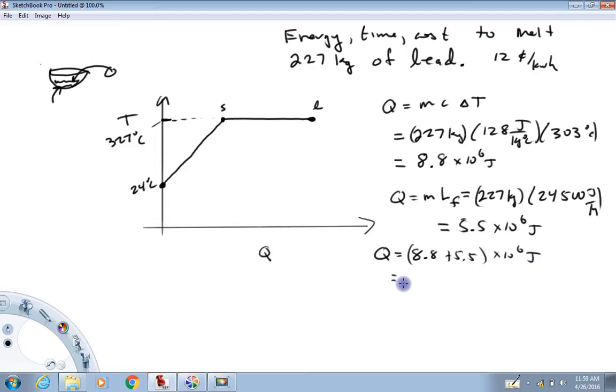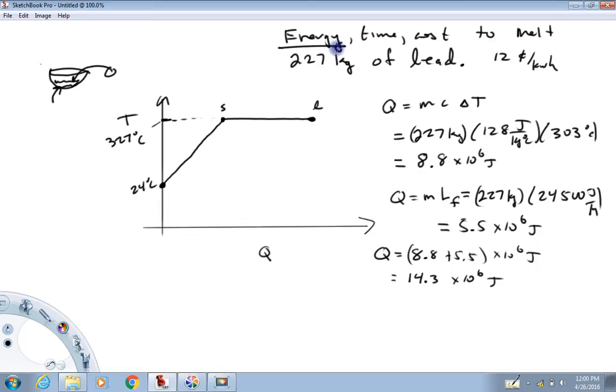What is that, 14.4? Whoops, 14.3, yeah. 14.3 times 10 to the 6 joules. Total energy required to melt that lead. So, got that one knocked out. Okay, time.